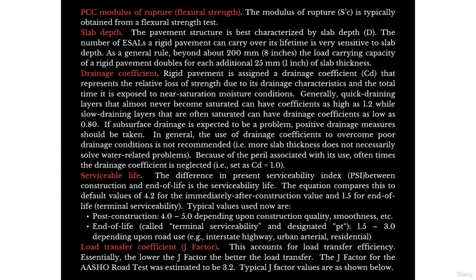The slab depth: the pavement structure is best characterized by the slab depth. That's D from the parameters. The number of ESALs of a rigid pavement carried over time is very sensitive to slab depth. A general rule: beyond about 200 mils, the load carrying capacity of the rigid pavement doubles for each 25 mils that you add.